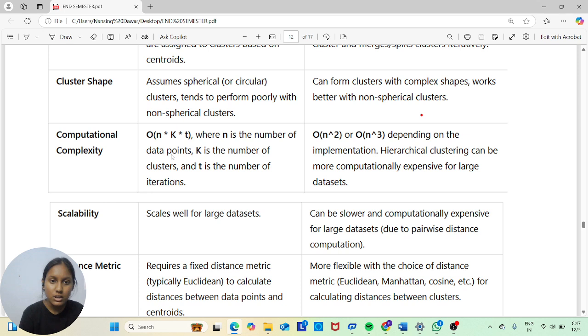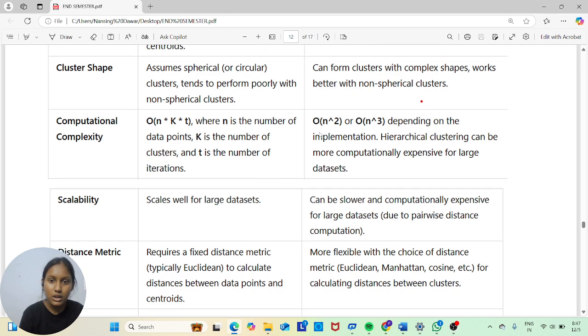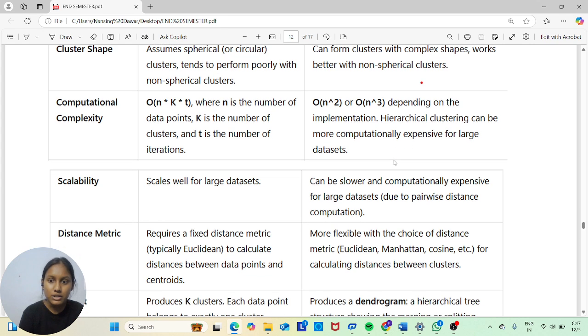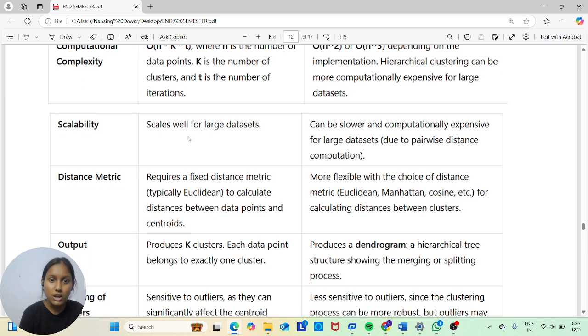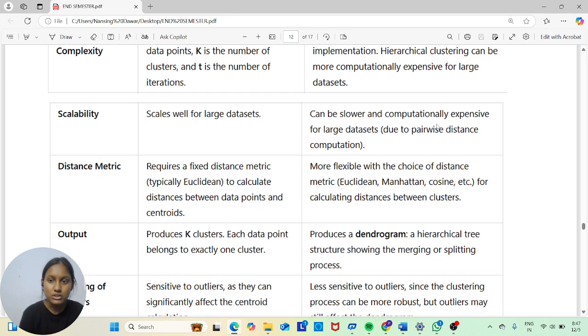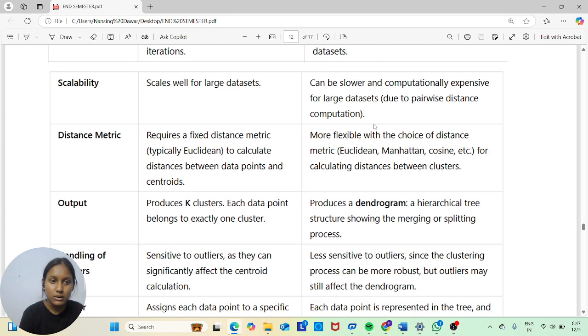Computational complexity: k-mean is O(n × k × t), where n is the number of data points, k is the number of clusters and t is the number of iterations. And hierarchical is O(n²) or O(n³), depending on the implementation. Hierarchical clustering can be more computationally expensive for large datasets. Scalability: k-mean scales well for large datasets, and hierarchical can be slower and computationally expensive for large datasets.